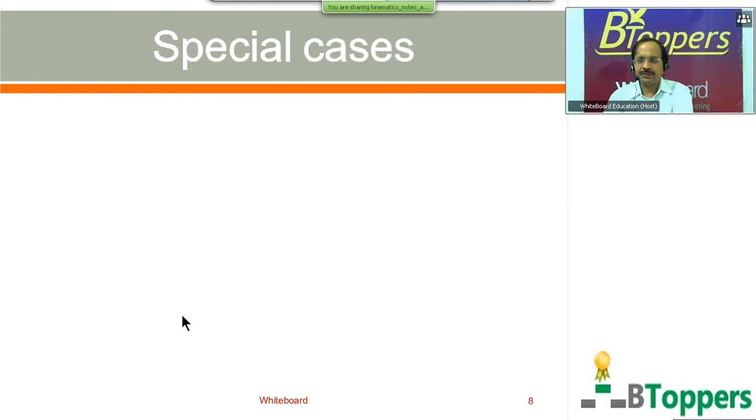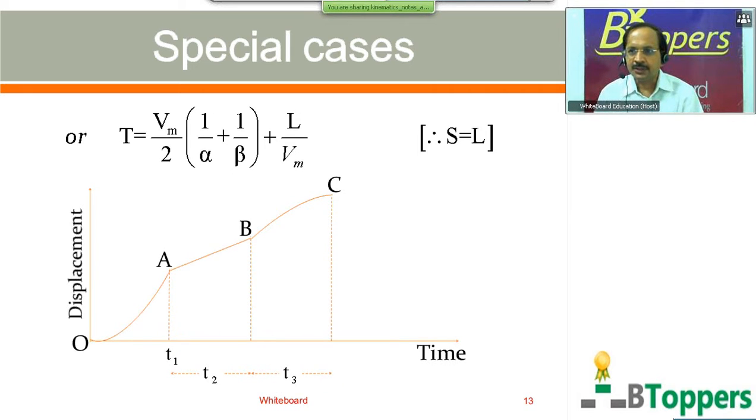In the previous case I have discussed special case 2, where the body first moves with constant acceleration alpha for a time t1 starting from rest. Then the body moves with uniform velocity equal to Vm for time interval t2. Finally, it moves with uniform retardation beta for time interval t3 so that it comes to rest at the end of total time t1 plus t2 plus t3.